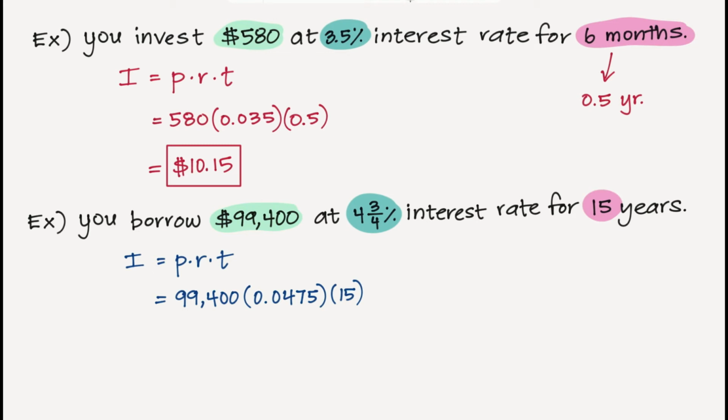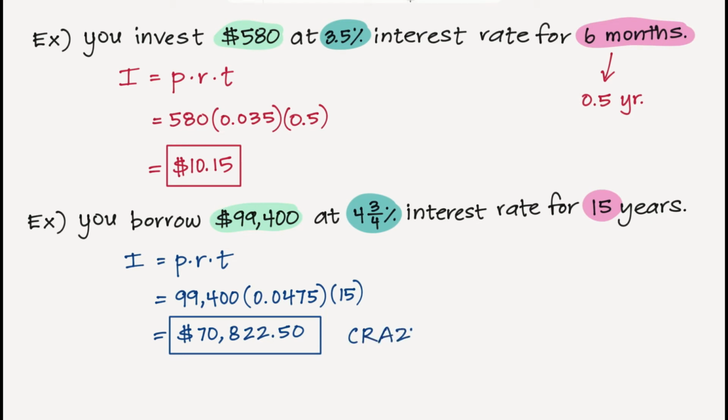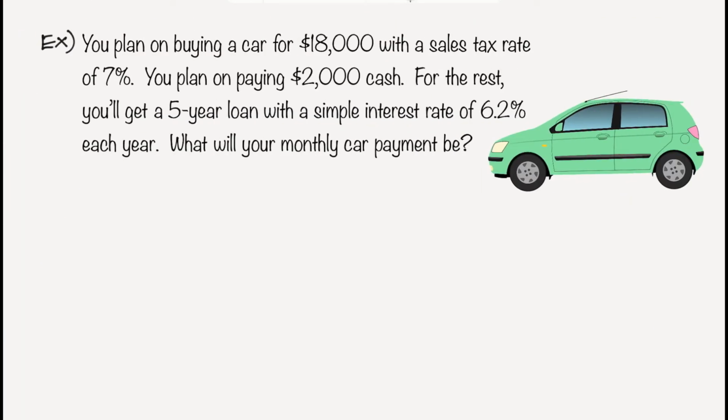And I'm going to put this into my calculator, and it's going to be huge, guys. I am going to have to pay an extra $70,822.50. That is almost double the amount that I wanted to borrow. So banks definitely make a lot of money. Isn't that crazy? So it's kind of better just to save your money. But let's go ahead and do our final example.